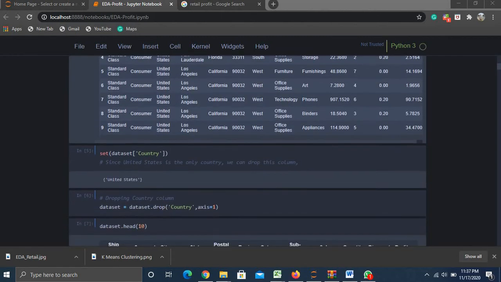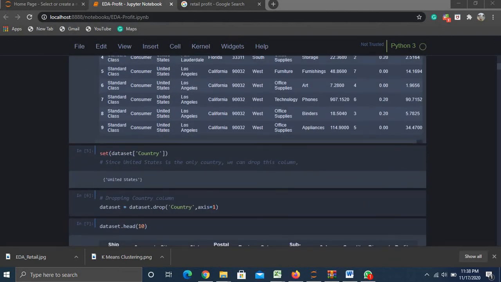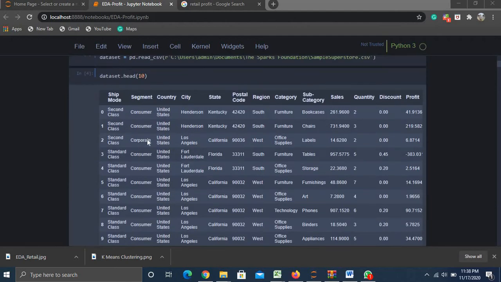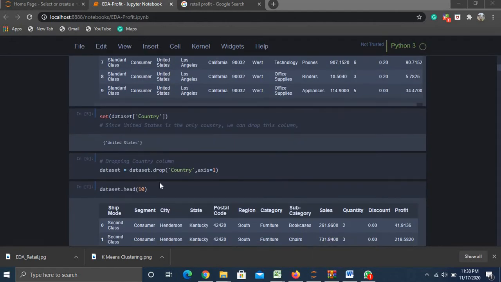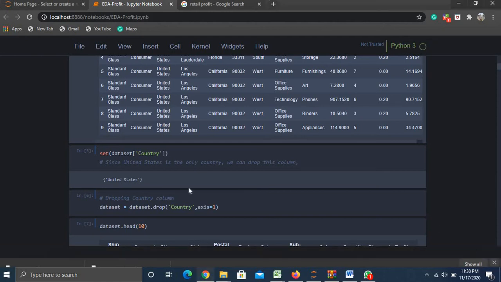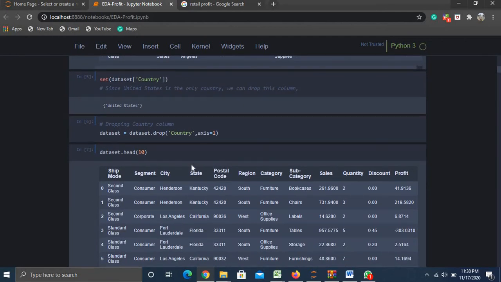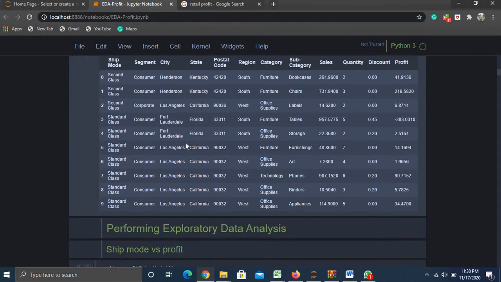So moving along. Set data set country. I'm just seeing what the various countries are, because it looks like everything is the United States, and I was right. There's only one country there. So I'm just going to drop this because it doesn't really make any sense. Also, one more disclaimer: this is a pretty long project, and I don't want to make the video really long, so I'm just going to skip a lot of parts really quickly. So now I'm going to drop this country column, and we don't see the country column anymore.